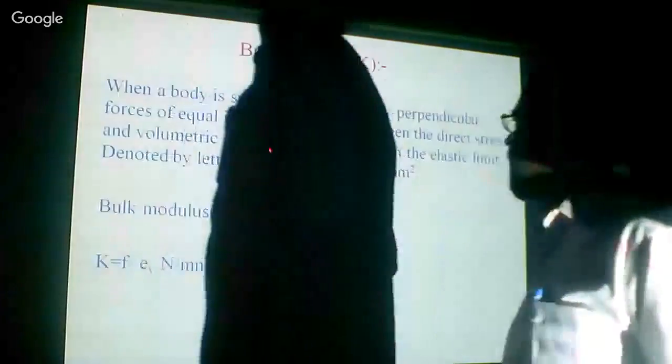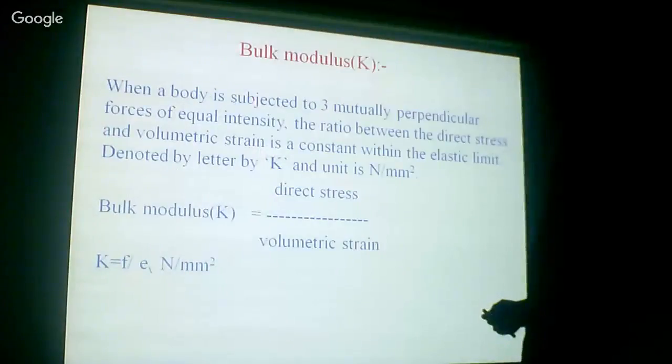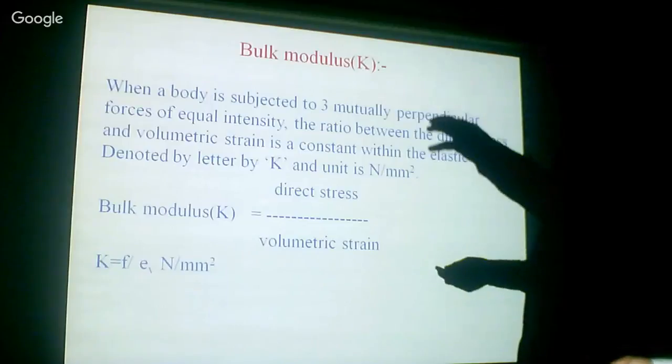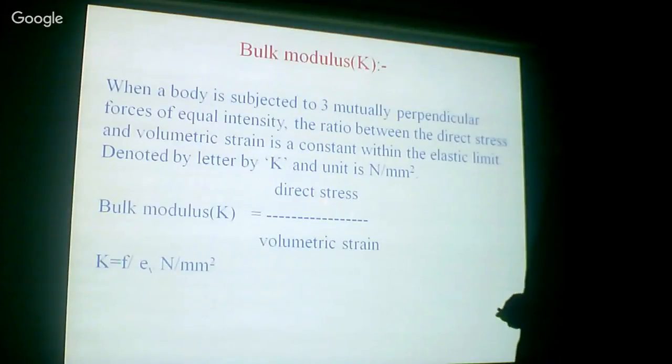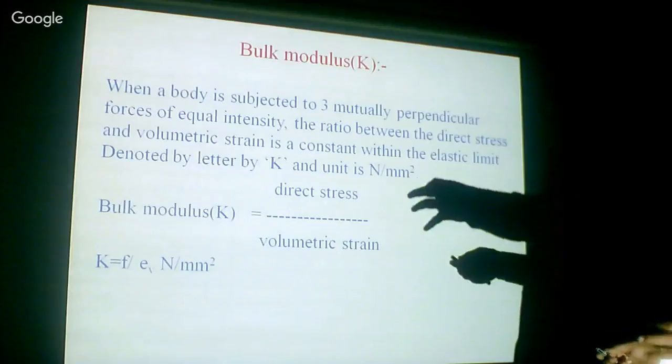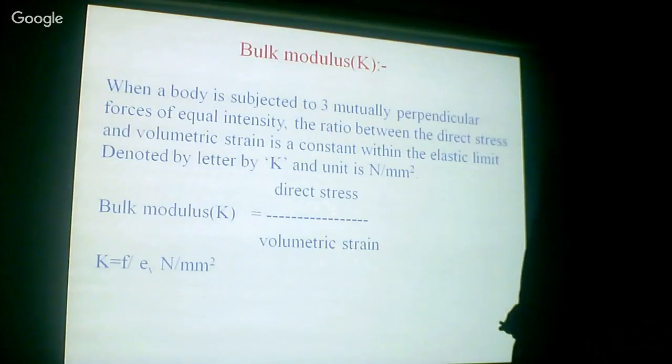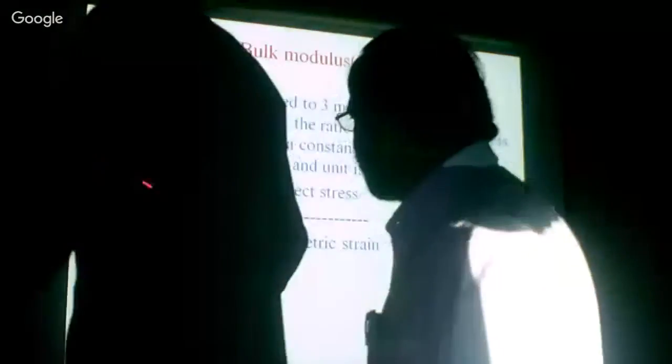The other one is when the body is subjected to mutually perpendicular loads, that is bulk modulus. We have already discussed this; I am recalling it again to refresh. Bulk modulus is direct stress upon volumetric strain. Direct stress means the load applied in three mutually perpendicular directions. The strain is the change in volume of the bar, that is volumetric strain: the change in volume divided by the original volume of the material. And this is another constant.